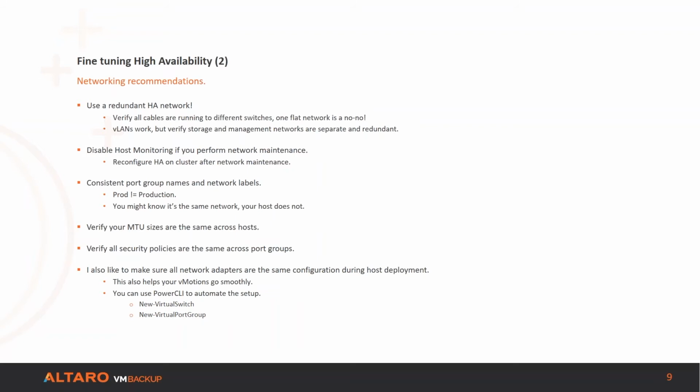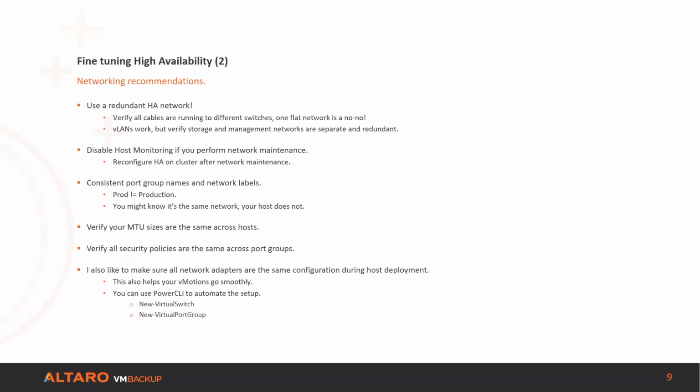Verify your MTU sizes are the same across all hosts. You don't want one host to have jumbo frames and the other host not have them on. All security policies must be the same across port groups. Let's, for instance, pick on promiscuous mode. If you've got promiscuous mode turned on for a port group on one host, you want to make sure it's on for the port group on the other ESXi host, because I've seen strange random weirdness: hey, this was working yesterday, but it's not working today. Well, why not? It looks like we had an HA problem, and the destination host doesn't have that setting.